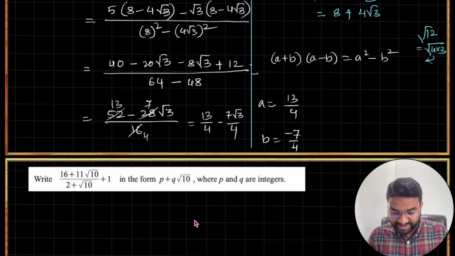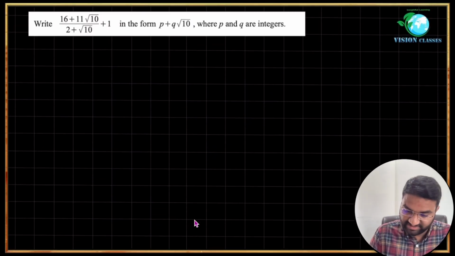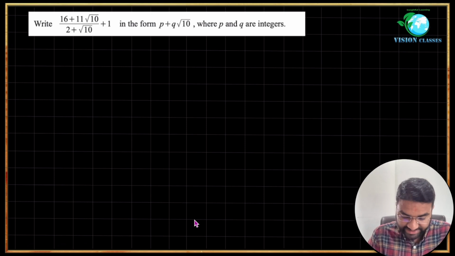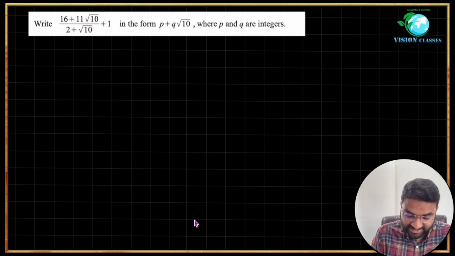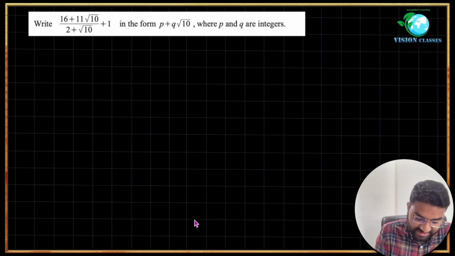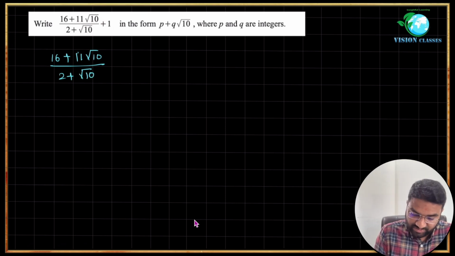Yeah, getting it? Then the last question that we will discuss is 16 plus 11 root 10 upon 2 plus root 10, plus 1. Firstly we have to make the denominators the same and then add them. So how can we make it? Look here, 16 plus 11 root of 10 upon 2 plus root of 10, plus here we have a 1.